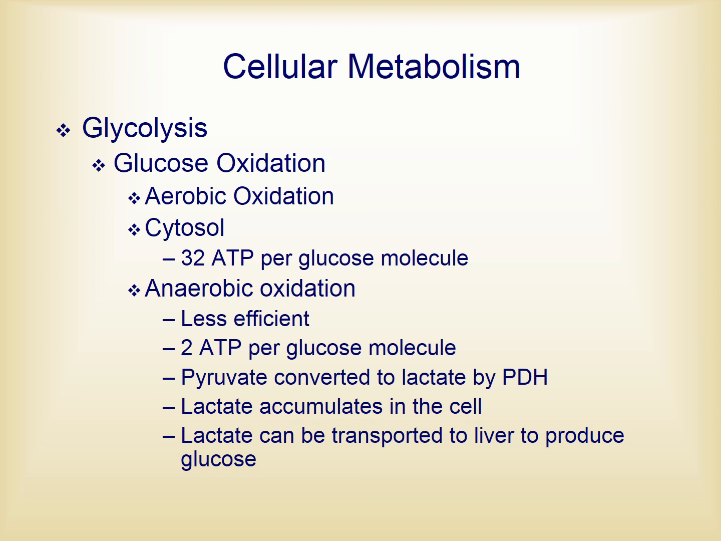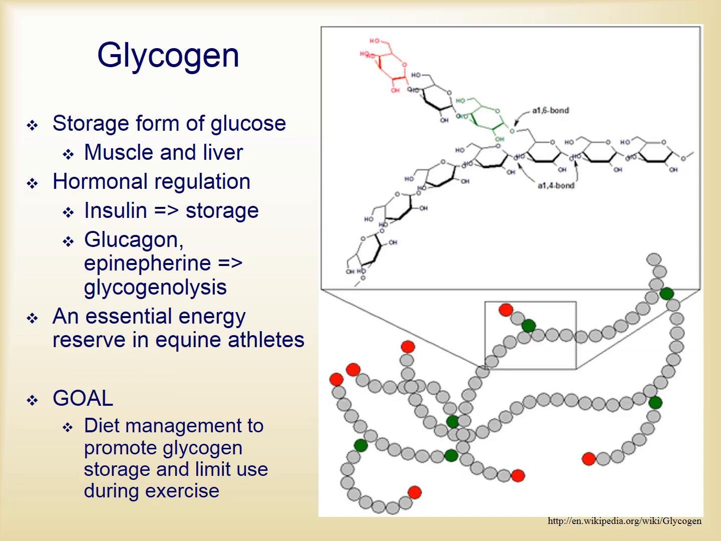Lactate will accumulate in the cell. Eventually, lactate can be transported to the liver to produce glucose. So that's another way to recycle glucose when lactate's produced in the muscle. Remember that glycogen is a storage form of glucose in the body, and glycogen is stored both in the muscle and in the liver, and the greatest location of glycogen storage in the horse's body will be in the muscle.